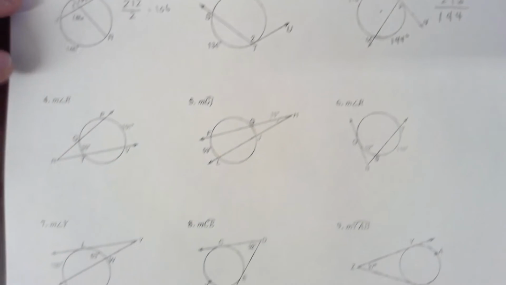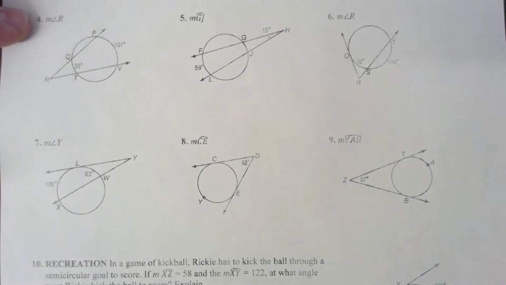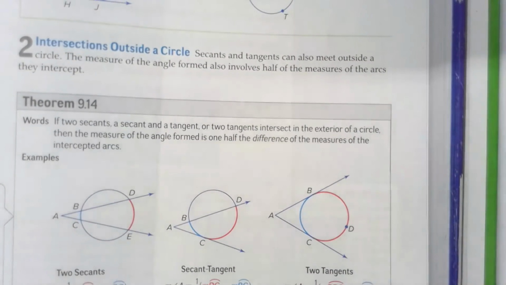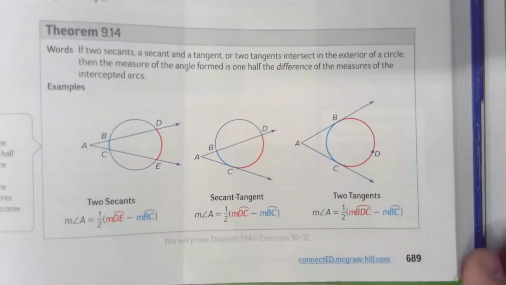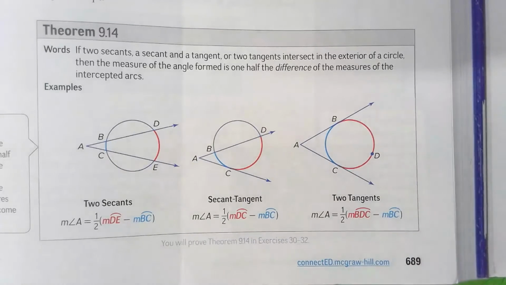Okay, now moving on to number 5. Again, it's going to be a different theorem this time. Now we've got two secants, but the point created by these two secants is outside of the circle. So, if two secants, a secant and a tangent, or two tangents intersect in the exterior of a circle, then the measure of the angle formed is 1/2 the difference of the measures of the intercepted arcs.